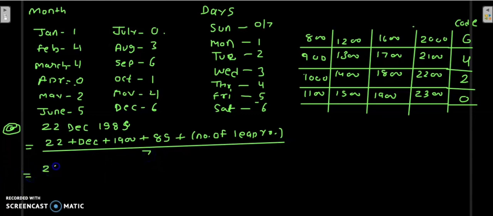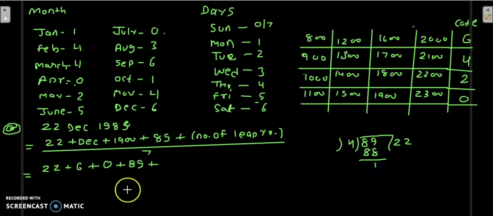Okay, so put the codes: 22, December code will be 6, 1900 code will be 0, plus 89, plus number of leap years. Number of leap years you have to find. So how to find? When you divide 89 by 4, you will get 22. It will be 88, so 1 is remainder. So 22 complete leap years, divided by 7. When we add, we'll get 139 by 7.